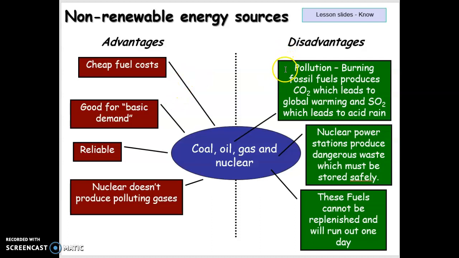So the main one being that burning fossil fuels produces carbon dioxide, which causes global warming, and secondarily sulfur dioxide, which causes acid rain. Nuclear power stations produce dangerous waste, which must be stored safely. And this is all non-renewable. We can't replenish it, so it's non-replenishable. Okay, they're going to run out one day.